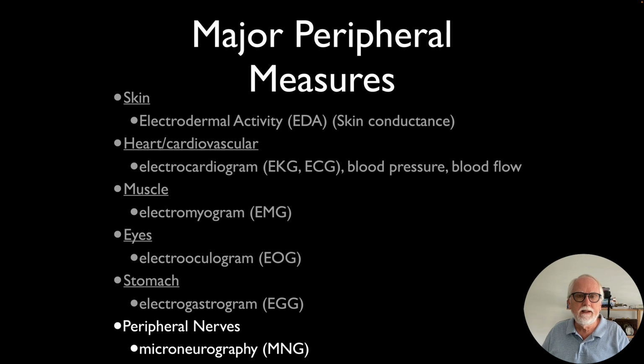And then finally, one of the newer measures here on the list is what I've put down for peripheral nerves. There's something called microneurography, or MNG. This is a technique that's just been around in the last couple of decades. It was originally developed in Sweden, and it involves inserting really super skinny, tiny little electrodes or wires through a person's skin, right into their nerve. And you do this in peripheral nerves, like in your arms and your legs.